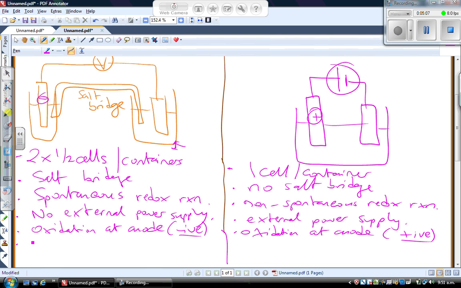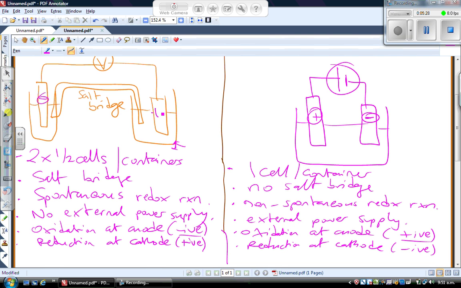And then on the same note, reduction occurs at the cathode in an electrochemical cell. Its charge is positive. Reduction also occurs at the cathode in an electrolytic cell, but its charge is negative. So that's a difference there. So positive versus negative.